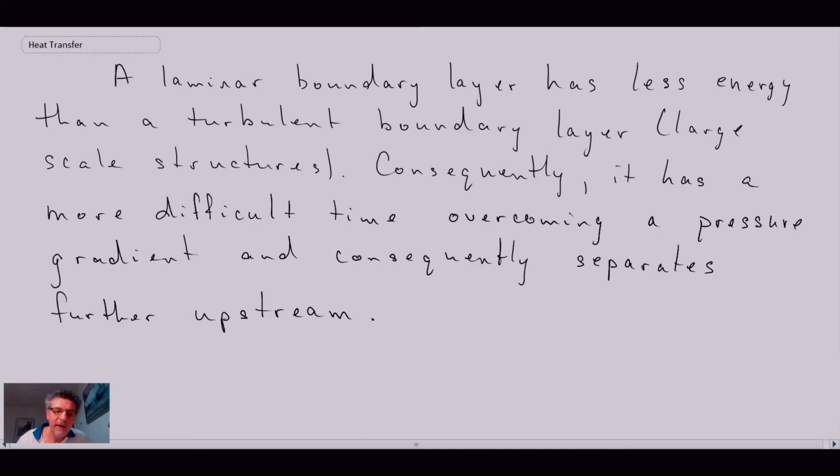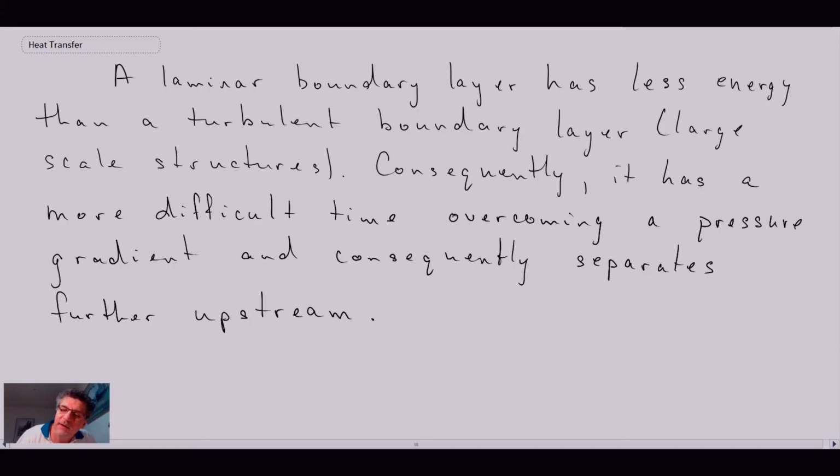So what is happening here is the laminar boundary layer has less energy, or inertia, I guess you could say, than the turbulent boundary layer. In turbulent flow, we have these large-scale structures, and they are able to overcome the adverse pressure gradient more than the laminar boundary layer. The fluid is moving into a region of increasing pressure. If there's turbulence, it can overcome that more, and that's why we have the separation point further downstream.